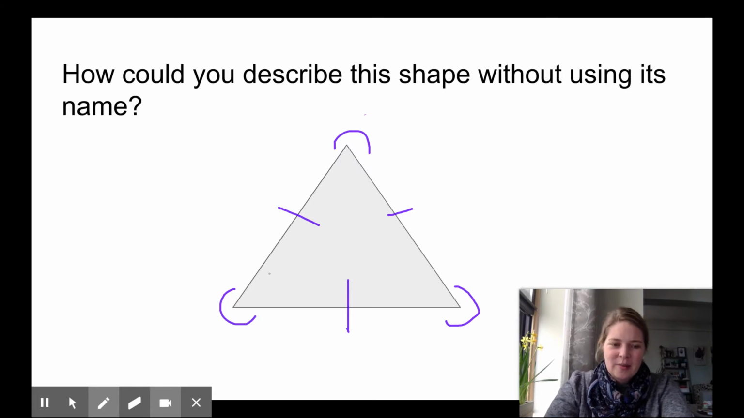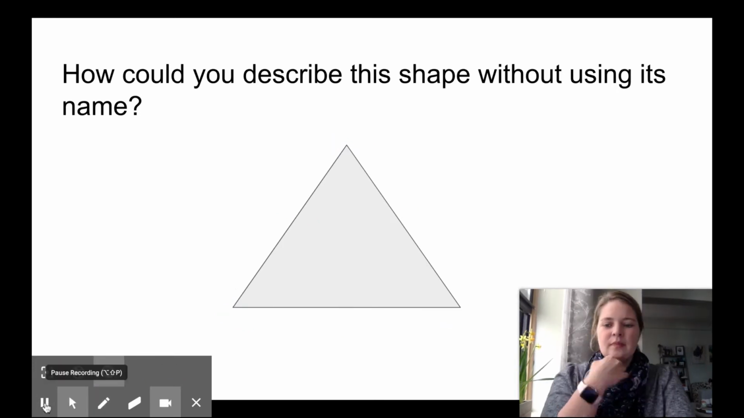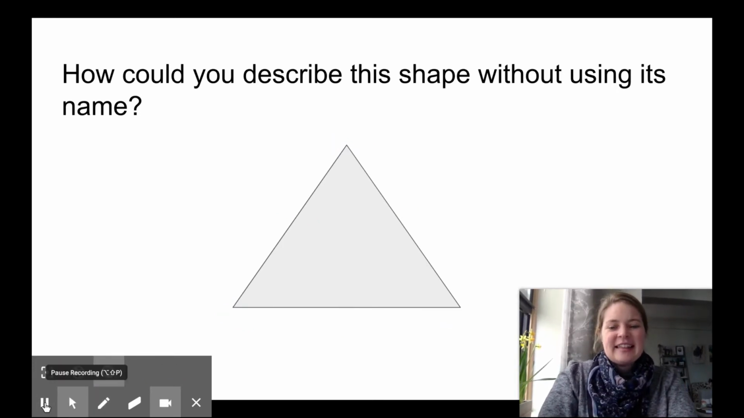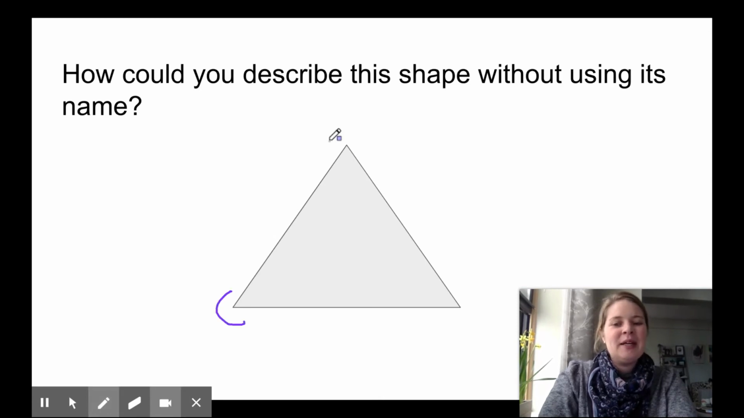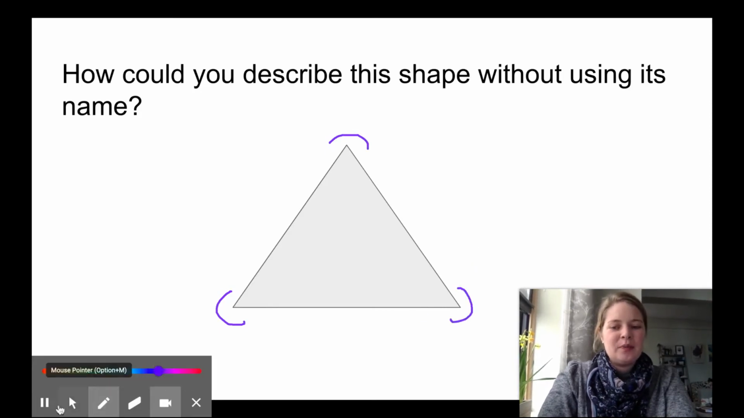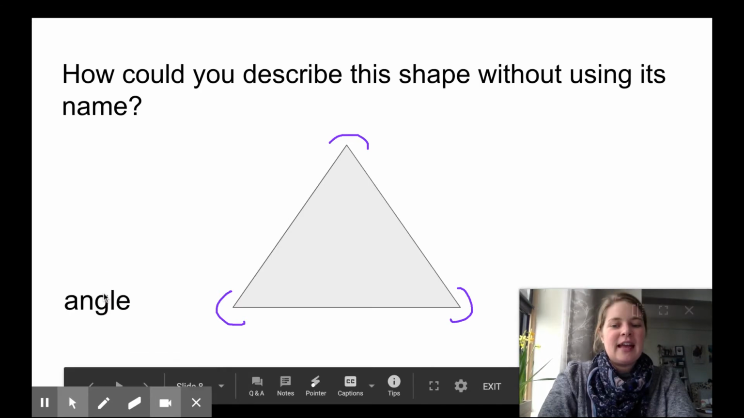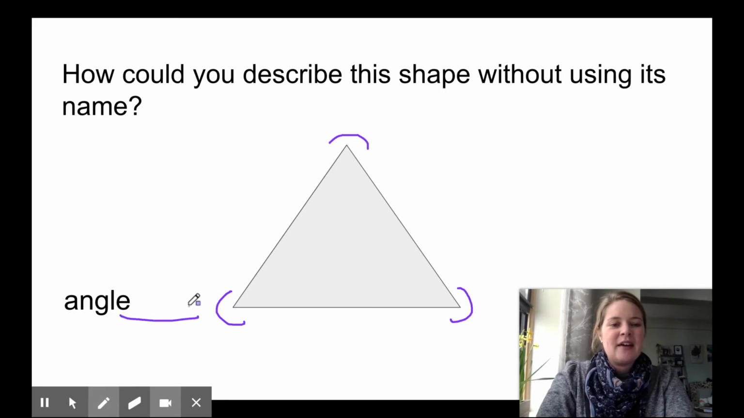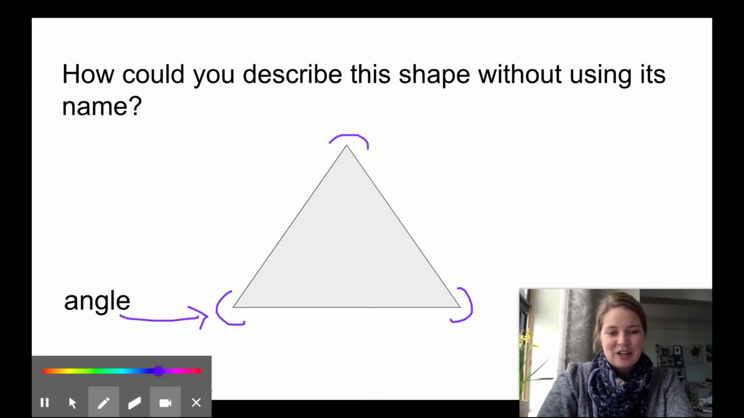Is there any other way that you could describe it? Think. We mentioned that this triangle had 3 corners. But with shapes, corners are called something new. Corners are called angles. An angle is where the 2 sides of a shape meet. Every shape has angles except for a circle. A circle has no angles because there's no corners.